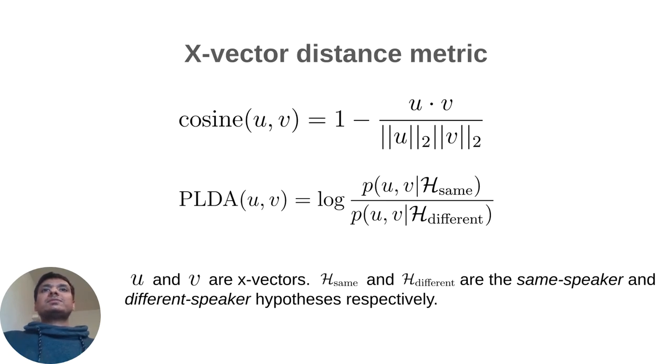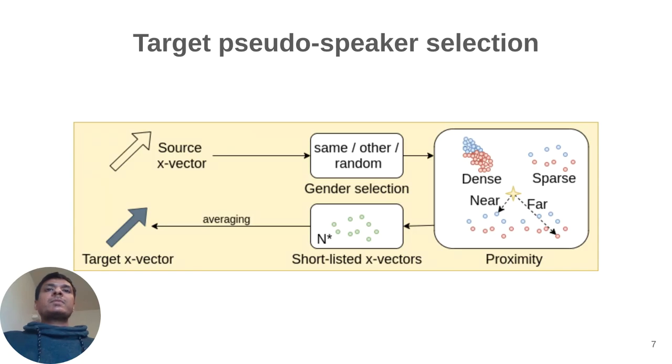So to answer the first question, we compare two different distance metrics in X vector space. First is cosine measure, which is already used in the previous studies. We will try to compare it with the PLDA affinity metric, which is defined as the log likelihood ratio between the probability that the two X vectors belong to the same speaker versus the probability that they belong to different speakers. To answer the second question, we propose two design choices: gender selection and proximity.